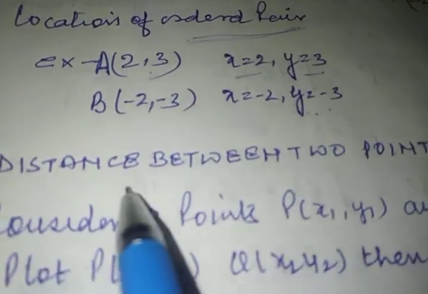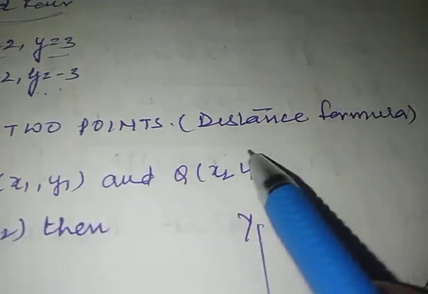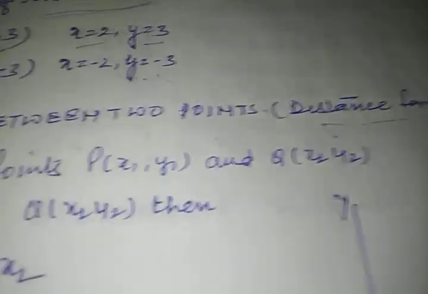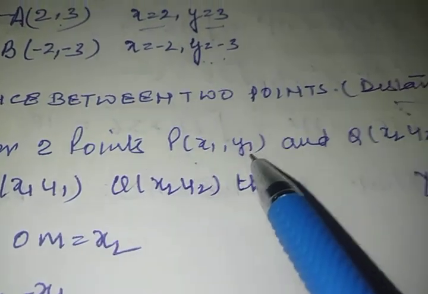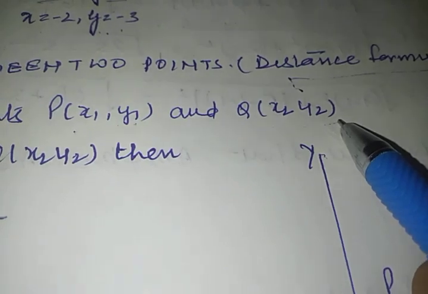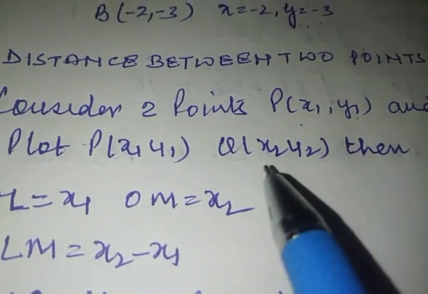Now the second thing is the distance between 2 points. This is known as the distance formula. So let the 2 points be P(x1, y1) and Q(x2, y2). Now we plot P(x1, y1) and Q(x2, y2).